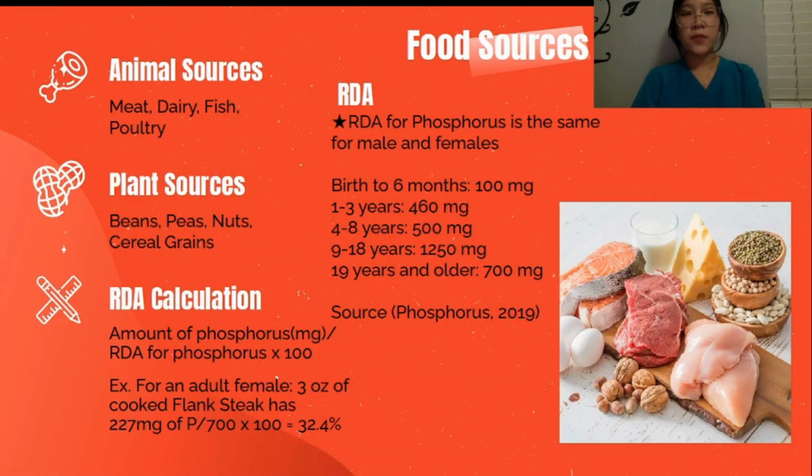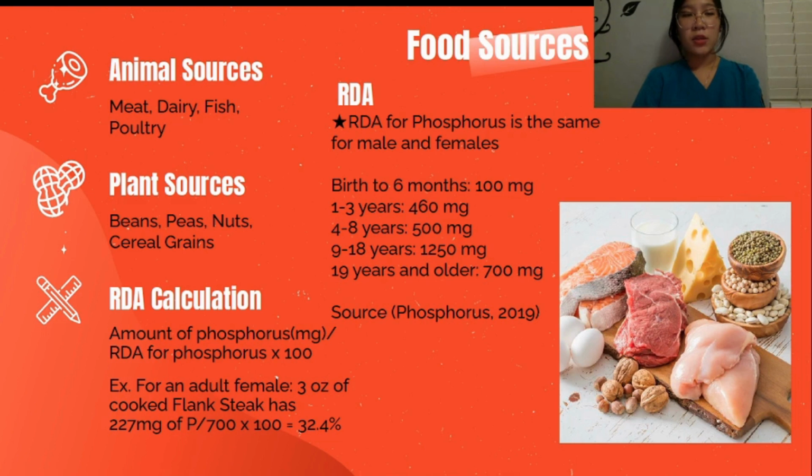Food sources. Phosphorus is most abundant in animal sources such as meat, dairy, fish, and poultry. Plant sources such as beans, peas, nuts, and cereal grains contain phosphorus in the form of phytates. Phytates, however, are only 50% bioavailable, meaning that only 50% of the phosphorus can be absorbed.